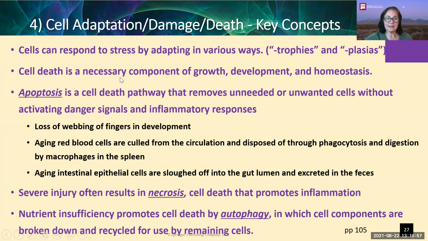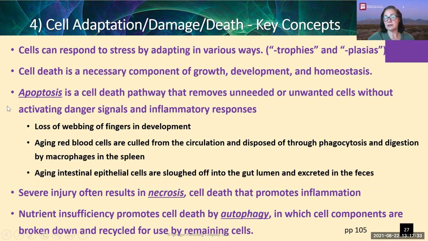Then cell death. This is actually an important part of growing and developing and maintaining homeostasis. So it's not always bad when cells die. The process called apoptosis, or apoptosis if you're British, is kind of planned cell death. The cell has a set of steps that it goes through when it dies in an organized way. And that helps to remove unneeded or unwanted cells, but it does not activate the inflammatory response, which is key.